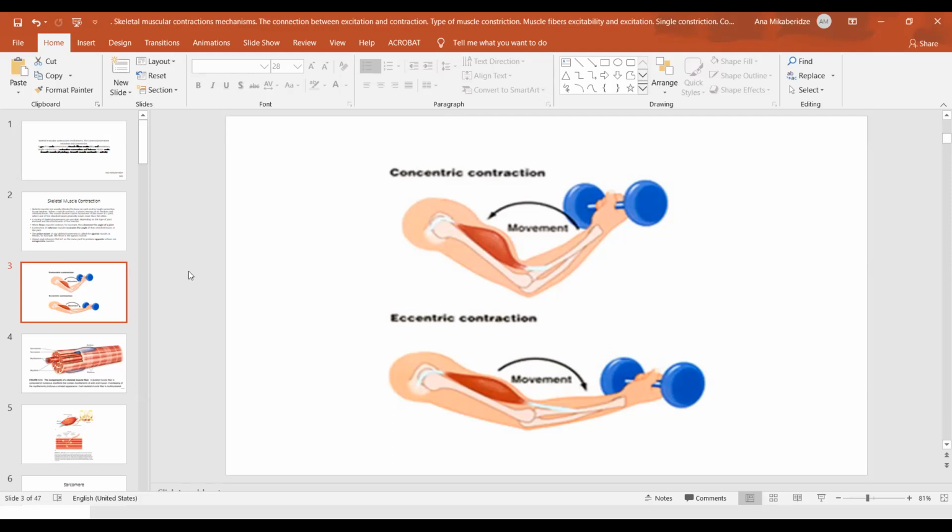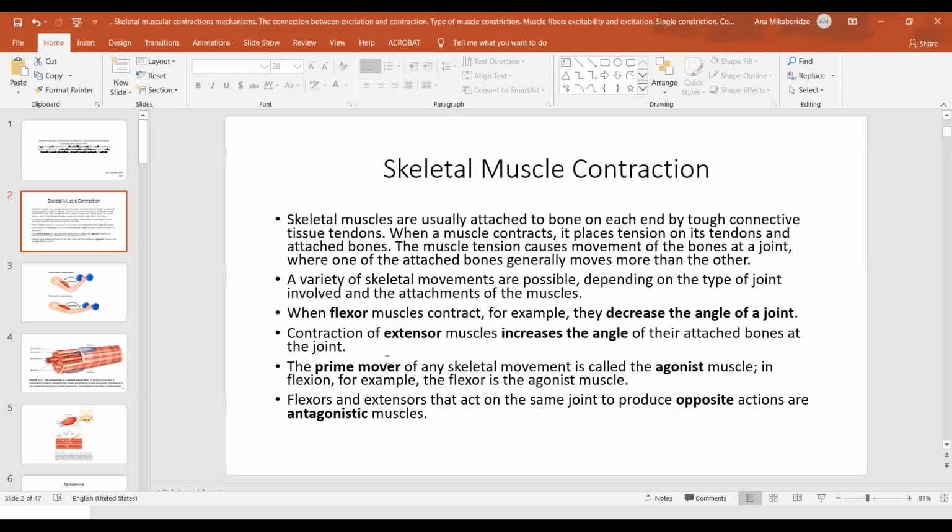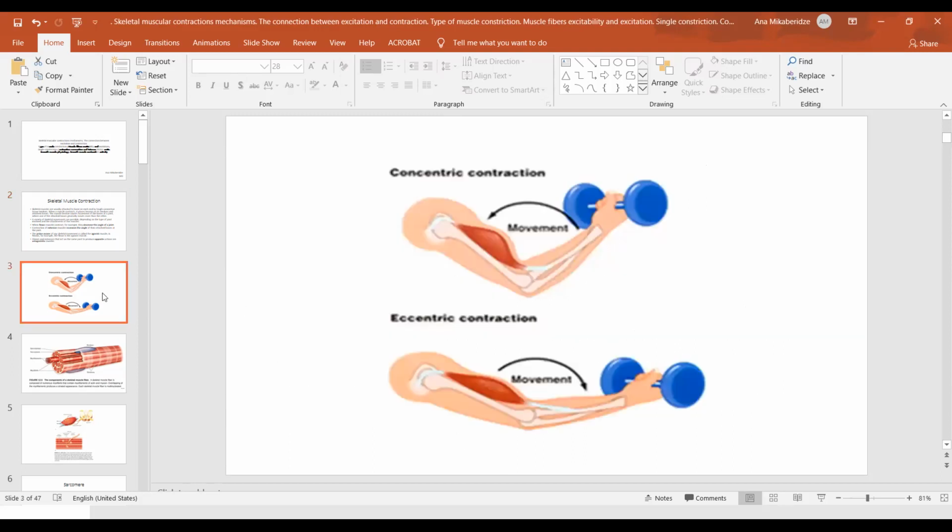Also, you have to know that there is a difference between agonist and antagonist muscles. The prime mover of any skeletal movement is called an agonist muscle. To put it simply, I can tell you a really nice example. In flexion, the flexor muscle is an agonist, but the extensor muscle would be antagonist, because flexor and extensor muscles do the opposite things.